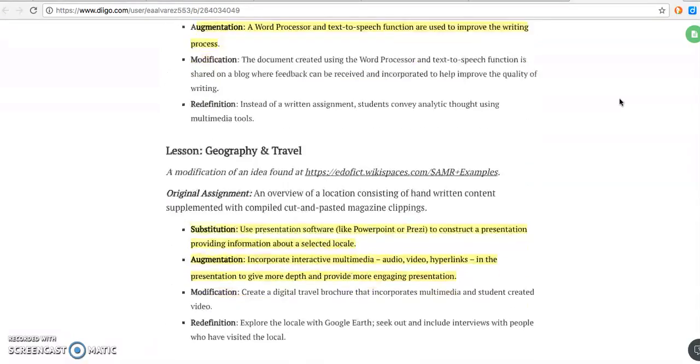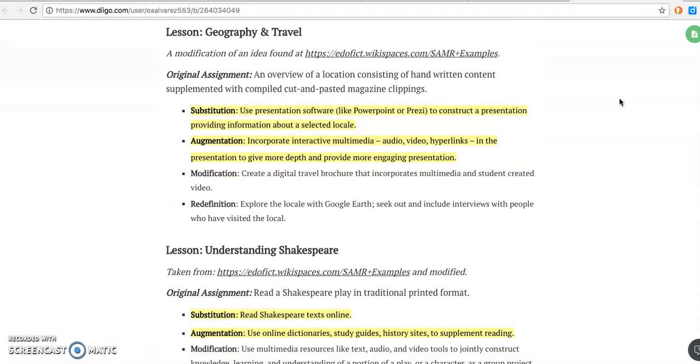If we go down a little bit further and look at the areas of geography and travel, if you have a lesson around that, substitution would be using PowerPoint or Prezi to construct a presentation, or augmentation would be incorporating multimedia tools such as audio and video and hyperlinks. So it's that next step, but not quite yet to the modification and redefinition of really getting students to interact with the material at a higher level.